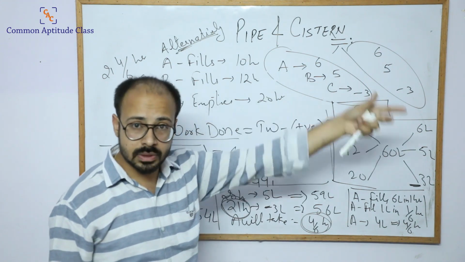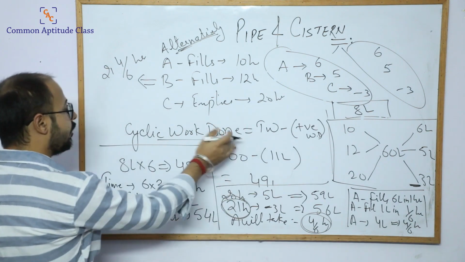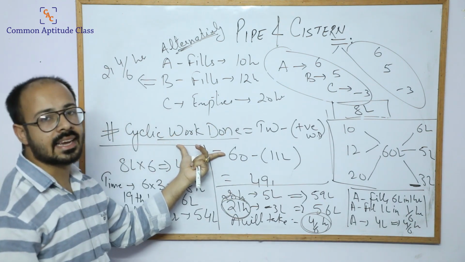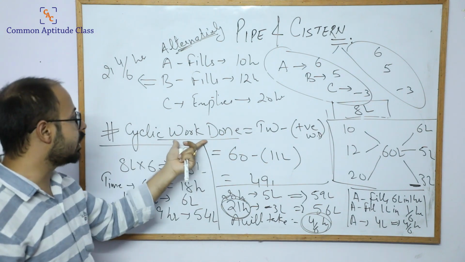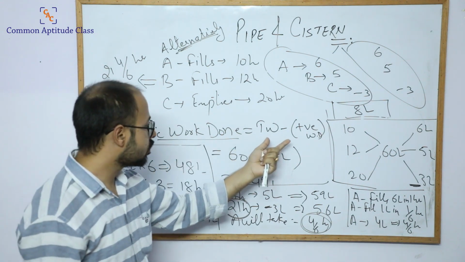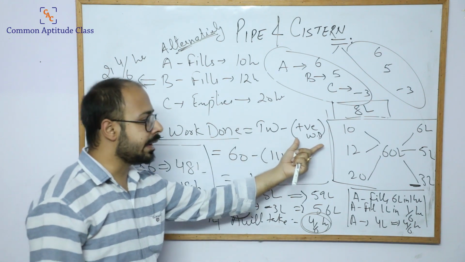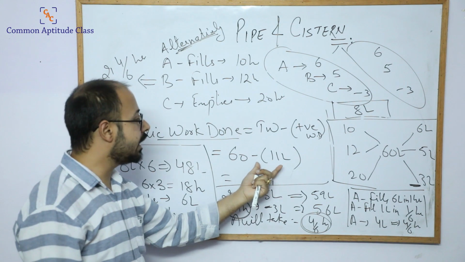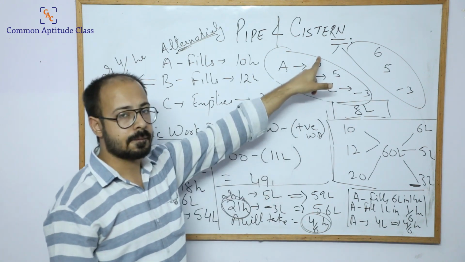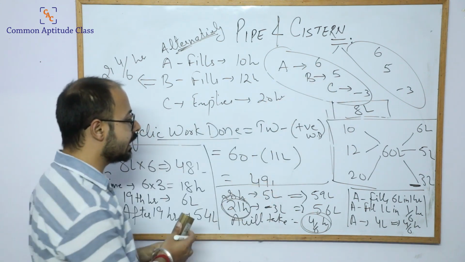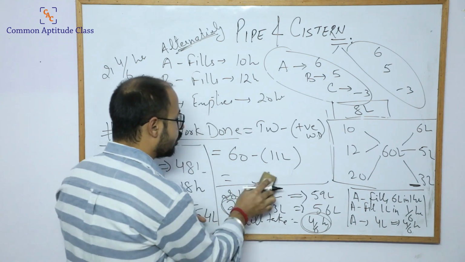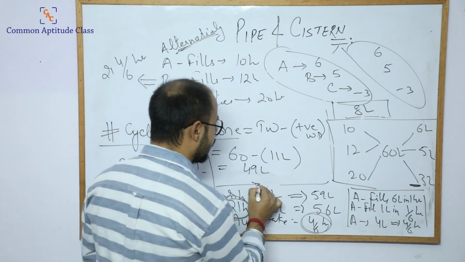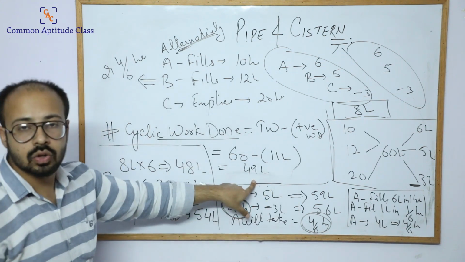So how much time will they take to fill? We have done the cyclic work. Up to what extent will the cycle go? Cyclic work done is equal to total work done minus positive work done. So what is the total work done? 60 liters minus 11 liters, that is the positive work done. Now 49 liters is the cyclic value we can achieve. In cycles we can directly jump up to this value.